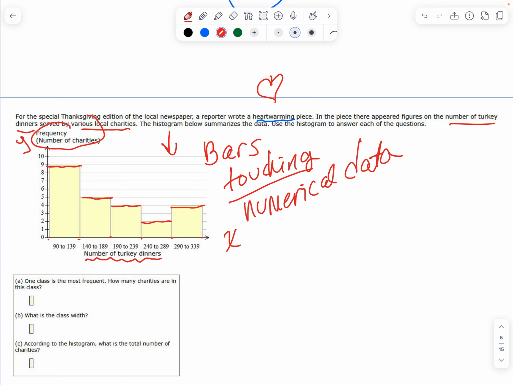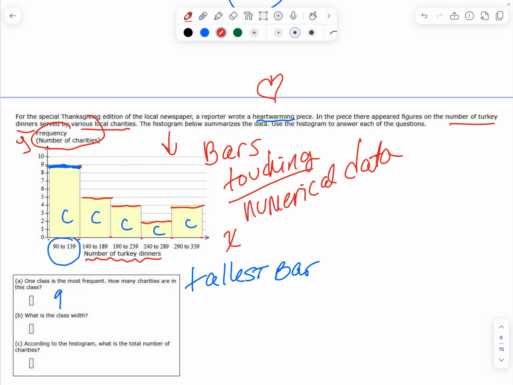Let's take a look. One class is the most frequent. These are each classes. How many charities are in this class? You want to look for the bar that's the tallest. If we look, it's from 90 to 139. That's the number of turkey dinners, and they gave those out to 9 charities. So this is going to be 9.